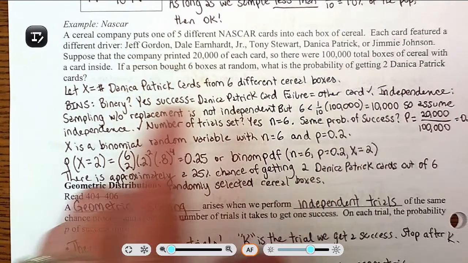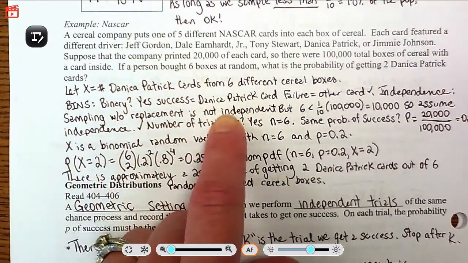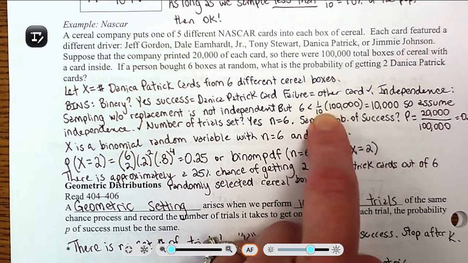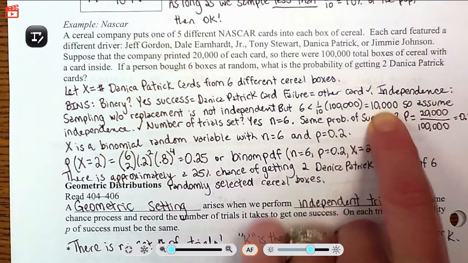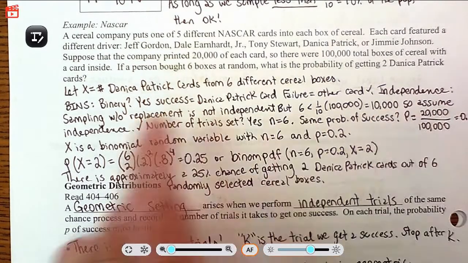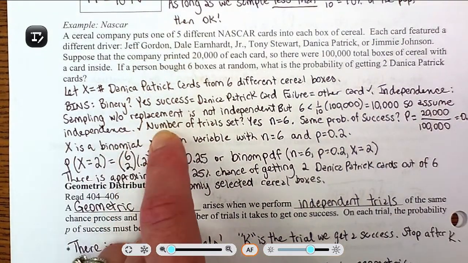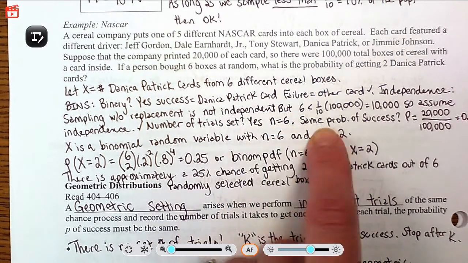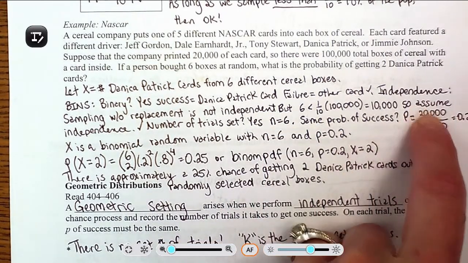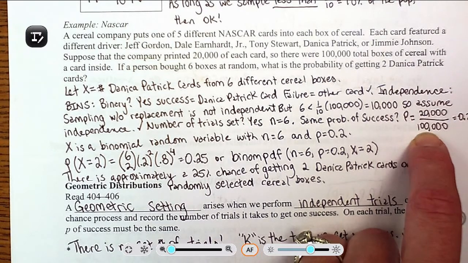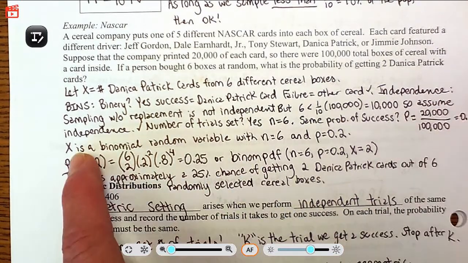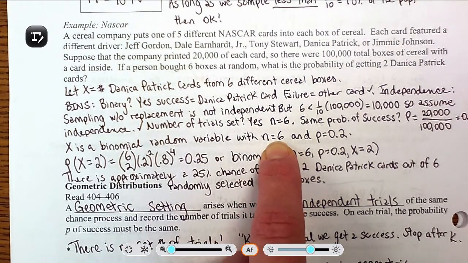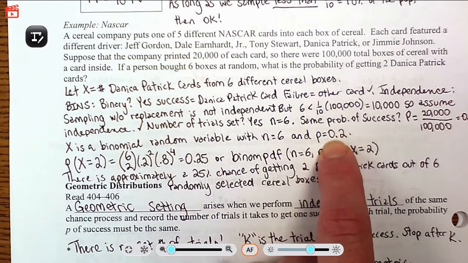Check independence. Sampling without replacement is, so we are not independent, but 6 is less than 1/10 of 100,000, which is 10,000, so assume independence. Number of trials set in advance? Yes, N equals 6. And the same probability of success: 20,000 over 100,000, which is 1/5. Okay, so X is a binomial random variable with N equals 6, the number of trials set in advance, and the probability of success is 0.2.